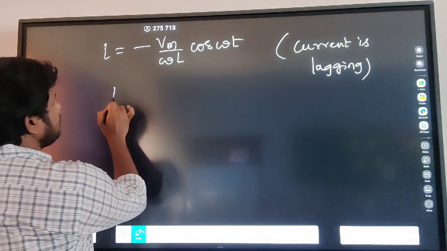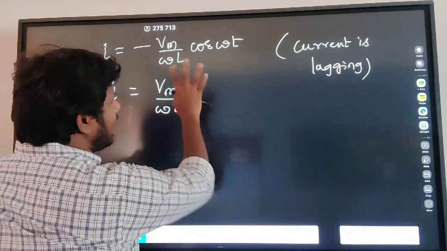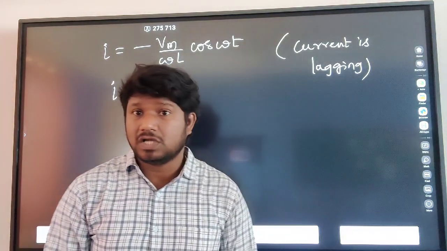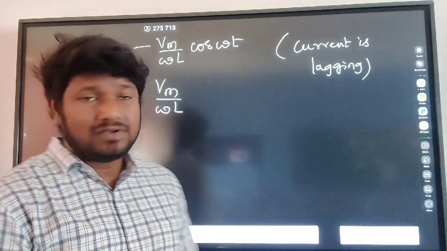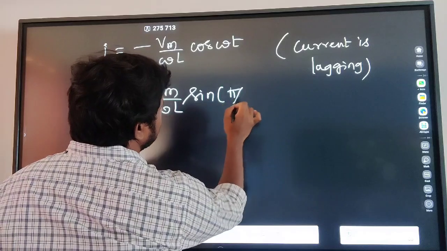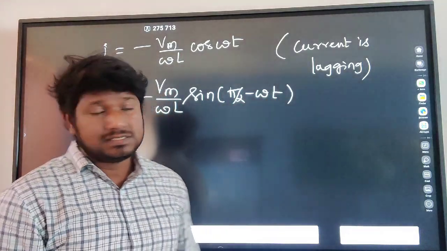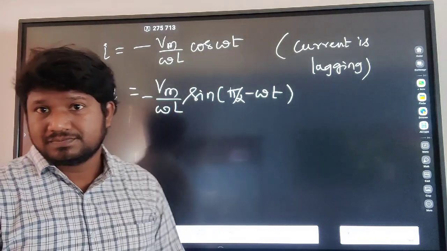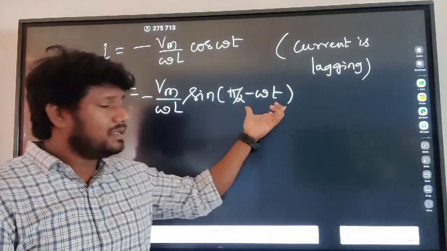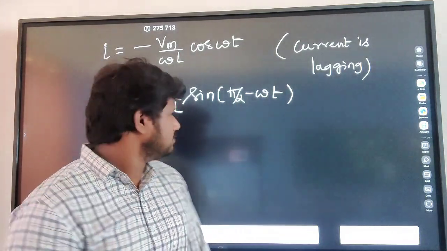i equals Vm by omega L, and I want minus cos omega t. How can I write that? We will see. Minus, I will keep it like this: sine of pi by 2 minus omega t. Sine of 90 minus theta will be cos omega t. Is it clear or not? Cos omega t, I have written as sine of 90 minus omega t. Absolutely no doubt in this one.